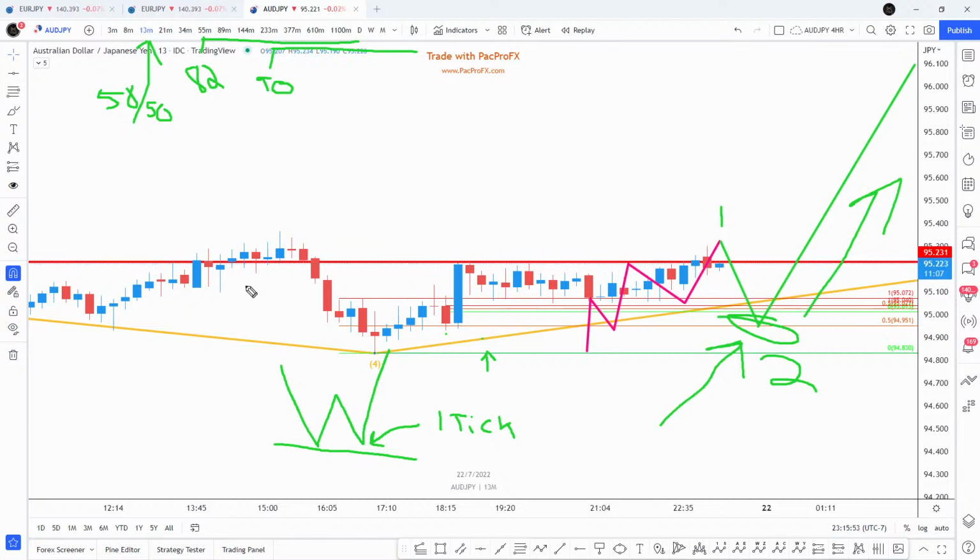Well, eventually it will, right? But like this one here looks like it was a failure. So now the price will just come back down here.